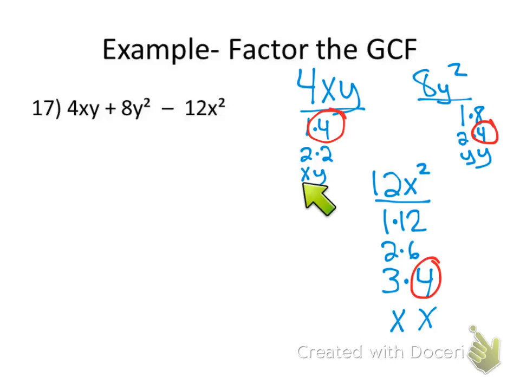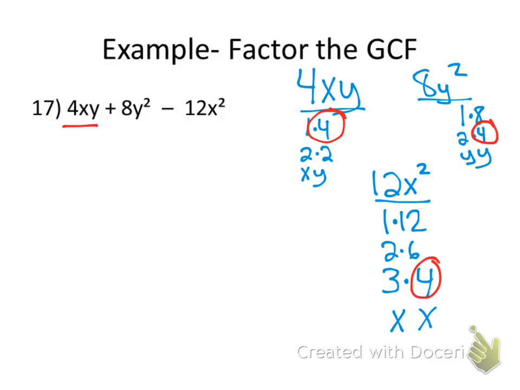What about the variables? We have an xy, an xx, and a yy. So what do they all have? Where's the x back here? Wait a minute. Where's the y over here? Nothing. They don't have anything in common. It kind of looks like they should, but this one is missing x's, this one is missing y's. So there's nothing that they all have.